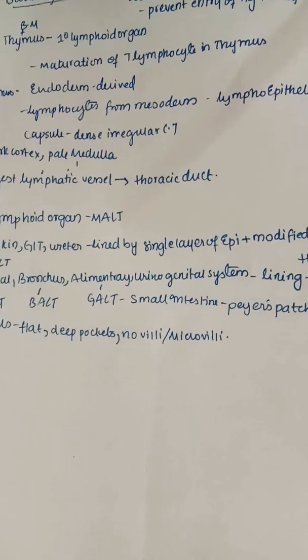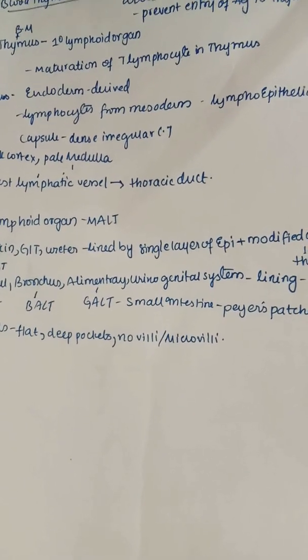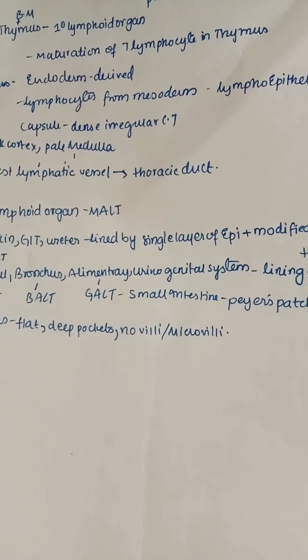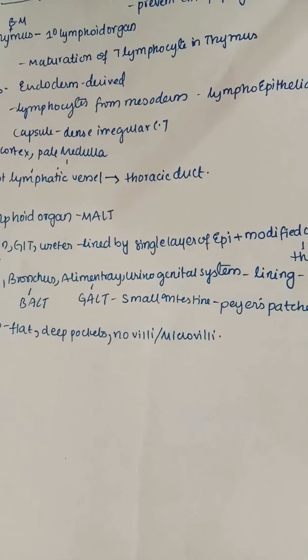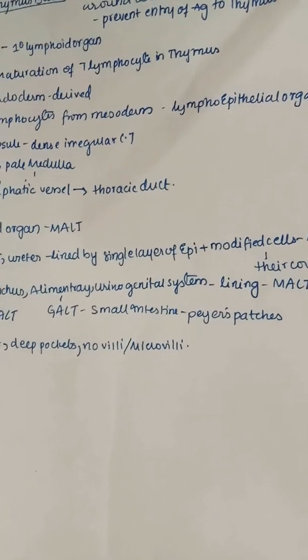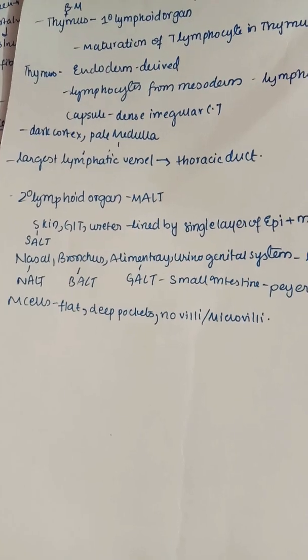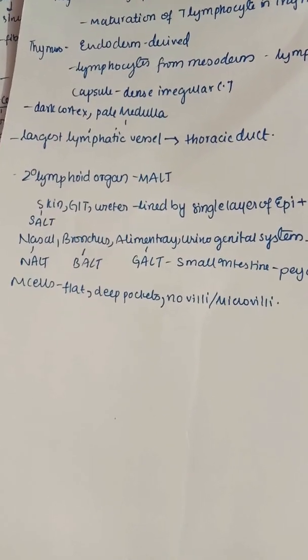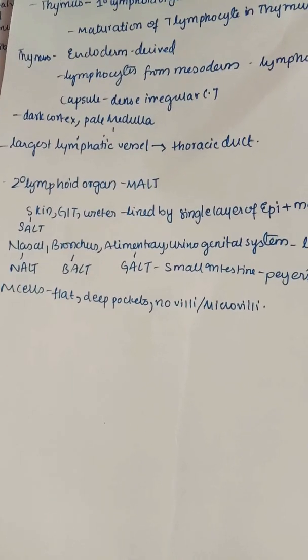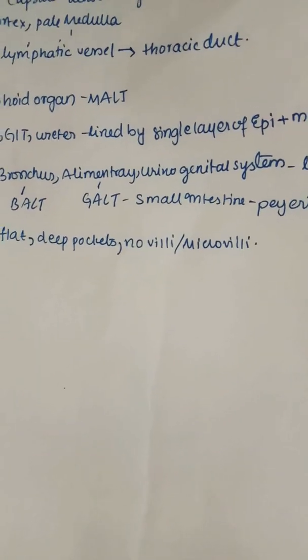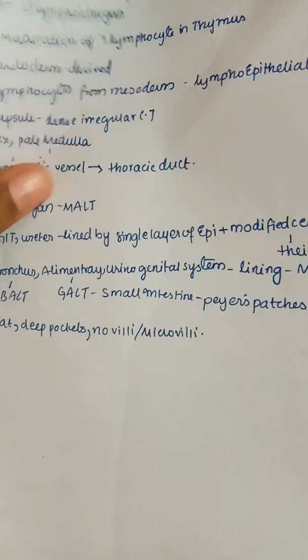The maturation of T lymphocytes takes place in the thymus, and the thymus is endoderm derived, and lymphocytes from the mesoderm form the lymphoepithelial organ. The capsule is mainly made up of dense irregular connective tissue, with a dark cortex and pale medulla, and the largest lymphatic vessel is the thoracic duct. The secondary lymphatic organ is the MALT, as we already discussed. So by this we complete the histology of our lymphoid tissues.